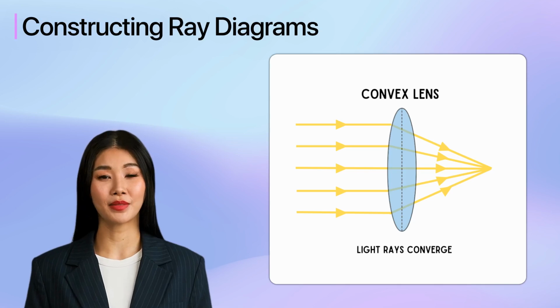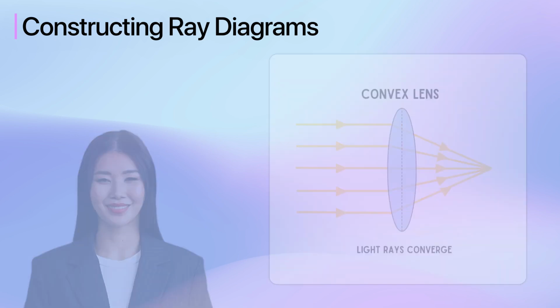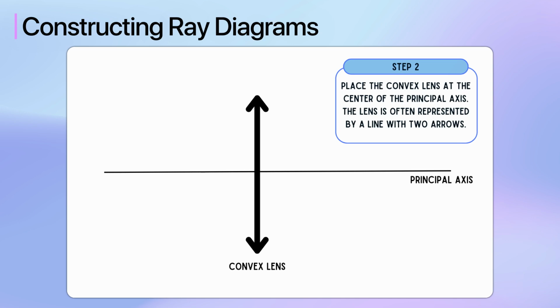Let's break down the steps for constructing a ray diagram for a real image formed by a convex lens. Step 1. Draw the principal axis. Start by drawing a horizontal line representing the principal axis of the lens. Step 2. Draw the convex lens. Then place the convex lens at the center of the principal axis. The lens is often represented by a line with 2 arrows.